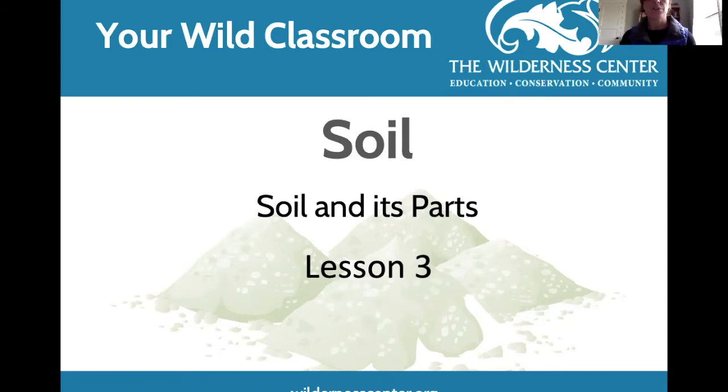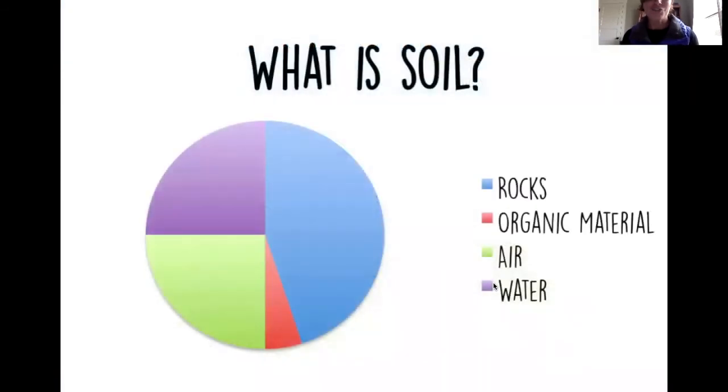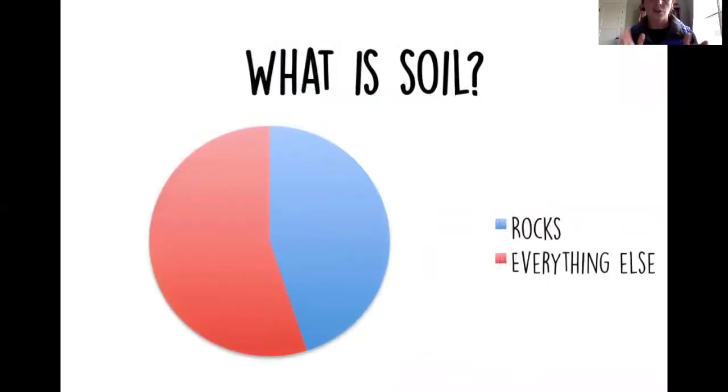This is lesson number 3, Soil and its Parts. So if you have been following along from the very beginning, you know that soil is a mixture of 4 different things: rocks, organic material, air, and water. In the last lesson, we talked about what happens if there's not enough air or there's too much water. But in this lesson, we're going to talk about the rocks.